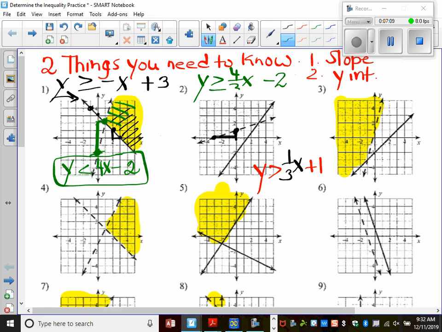Okay. All right. Any questions on that? So that's what you're doing. You're going to be analyzing the lines, finding the slope and y-intercept, and choosing the correct inequality symbol. Okay, for all of these.